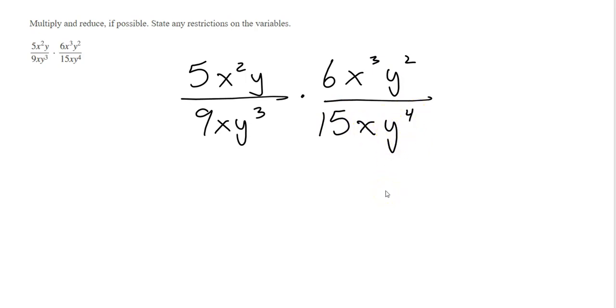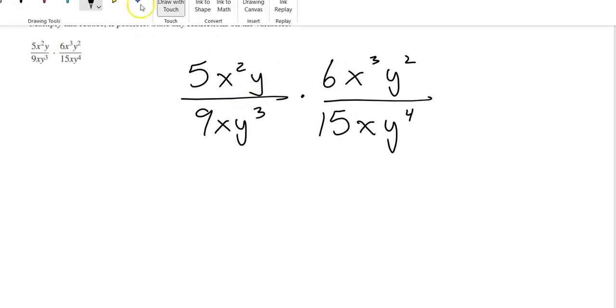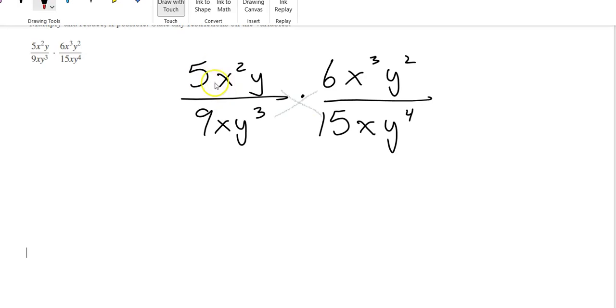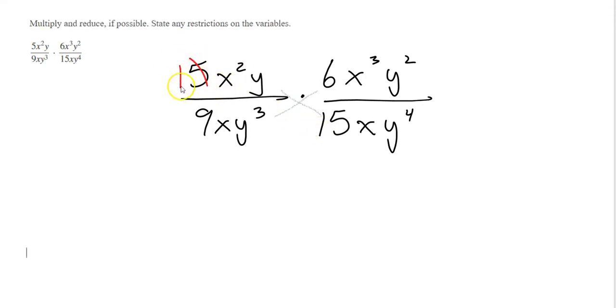First things first, don't forget you can cross reduce. You don't have to just reduce up and down. Since we're multiplying, we can't go side to side, but we can go from bottom up, bottom down. That's what cross reducing looks like. The 5 and the 9 will not reduce, but this 5 and 15 will. We can reduce this 5 to a 1, this 15 to a 3. This 6 can go to a 2, and this 9 can go to a 3.